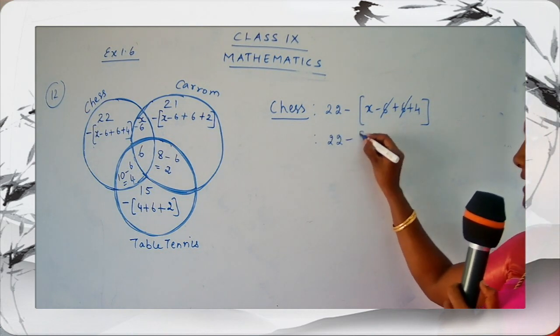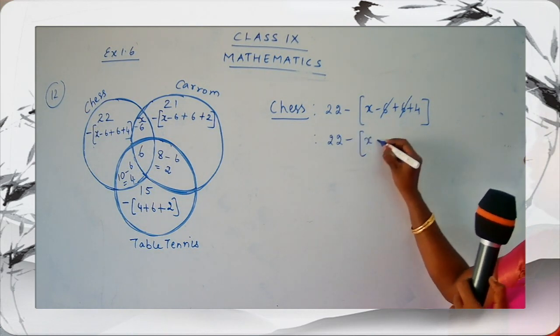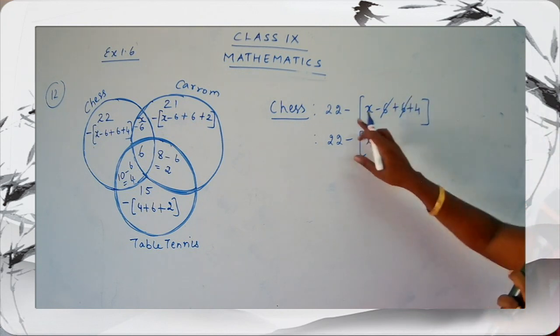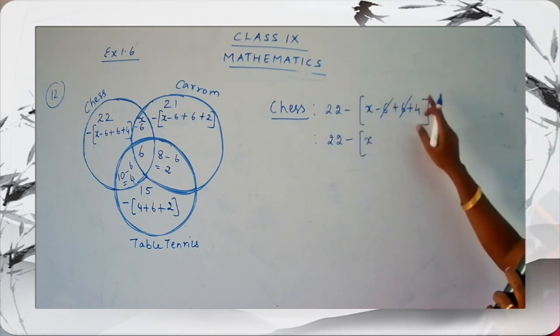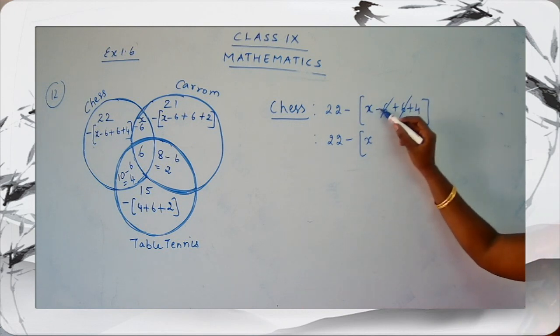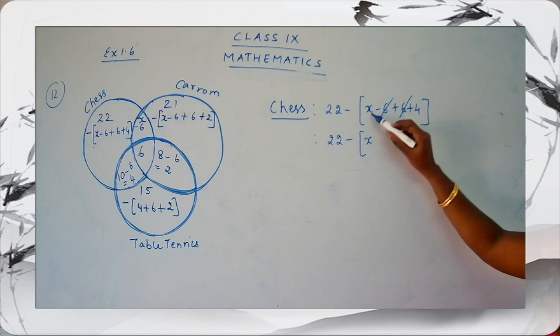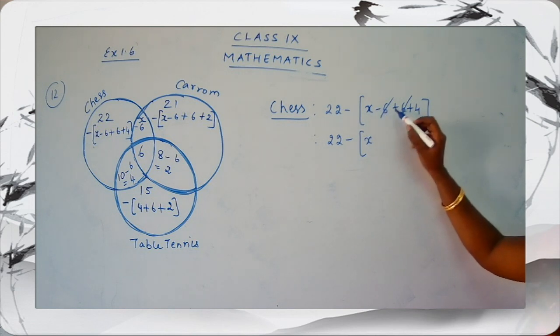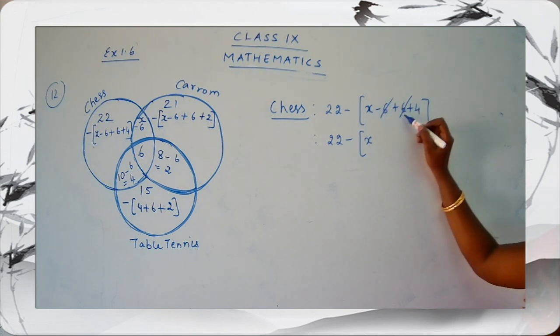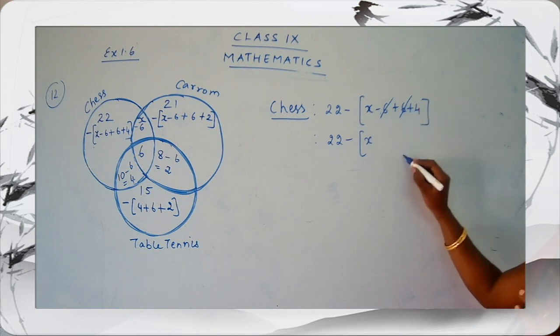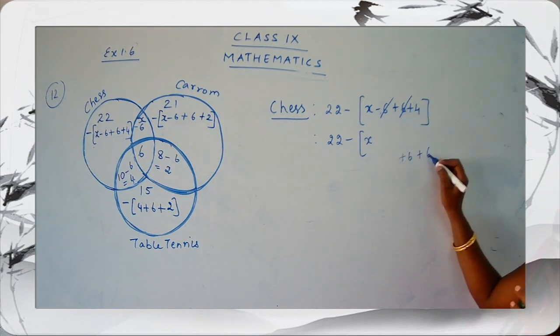22 minus, I'm just going to write down the numbers which are in the bracket. I am not going to open the bracket, children. Be careful. 22 minus, you have a number in the bracket, that is x minus 6 plus 6 plus 4. What you have? X minus 6 plus 6. Now minus 6 and plus 6 can be cancelled. They are the same number with a different sign. You have minus 6 and plus 6. Can I cancel plus 6 plus 6? No. Plus 6 plus 6 gives you 12.